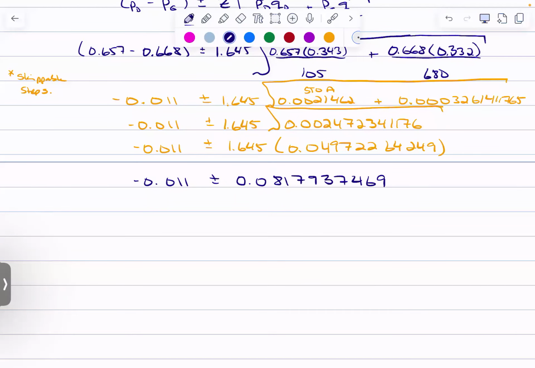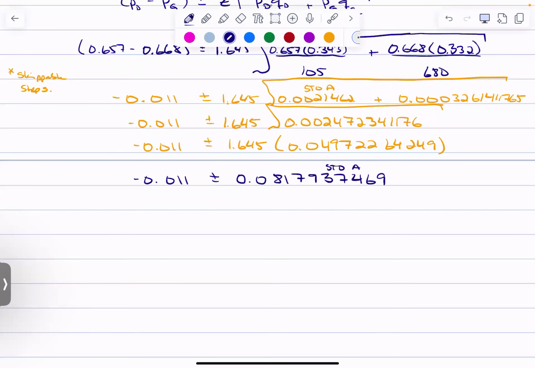0.08179374669. I'm gonna store this in A. It's my go-to. Just make sure that you're done with whatever's in A, and then it'll overwrite it, right? So now my interval is going to be negative 0.011 minus 0.08, blah, blah, blah, blah, blah, right?